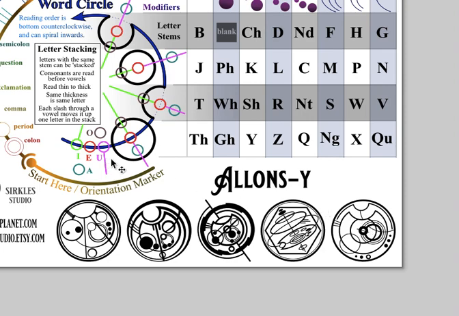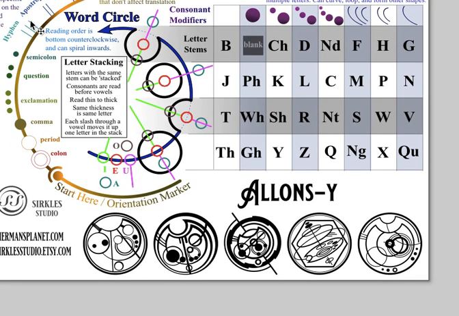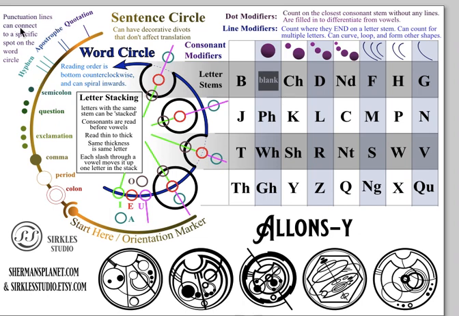And then we have a hyphen. And a hyphen is a triple line on the sentence circle or on the word circle in its position. Now you can connect the punctuation lines to a specific spot on a word circle, and that would be the hyphen within a word, or we can have the hyphen connecting from the sentence circle to the word circle. But in each of these cases, there is a specific spot in the word where the hyphen goes, which is between the S and the Y.